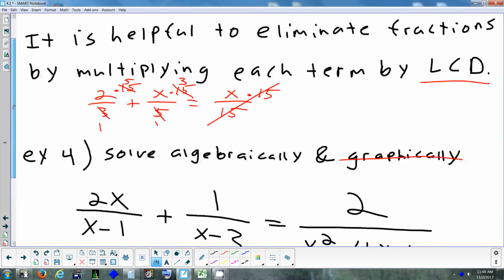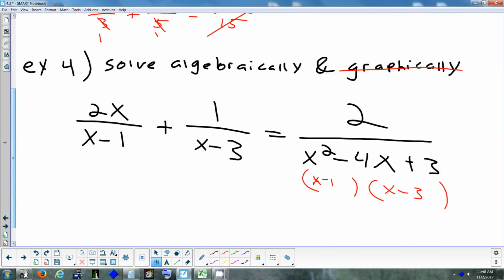Okay, so now the least common denominator here is the product of all our denominators. We have an x minus 1, so that's part of the LCD. We have an x minus 3, so that's part of it. And then we just have it repeated, so we don't need to use it again. So the LCD is x minus 1 times x minus 3. So you're going to multiply that by x minus 1, x minus 3. Multiply that by x minus 1, x minus 3. And the same thing on the end.